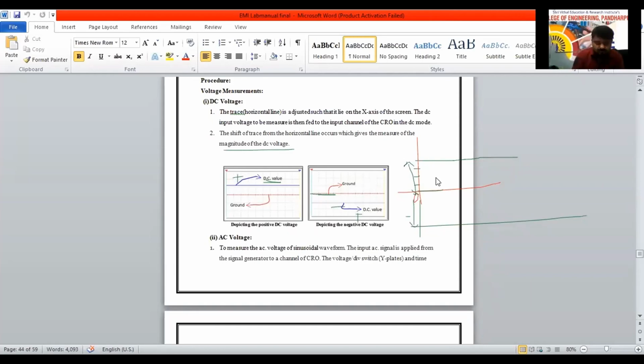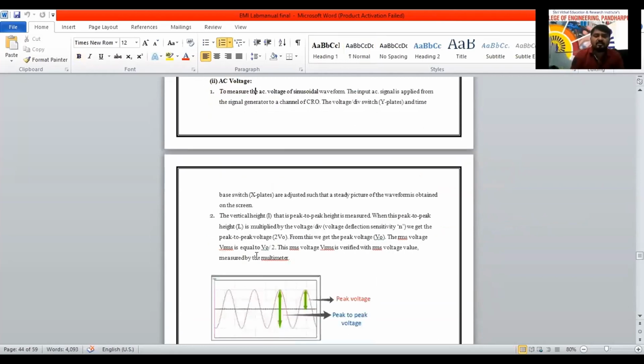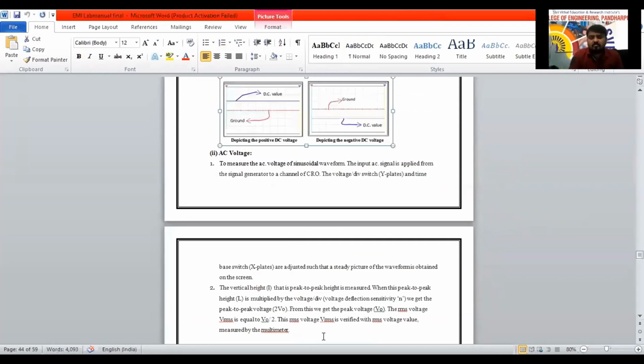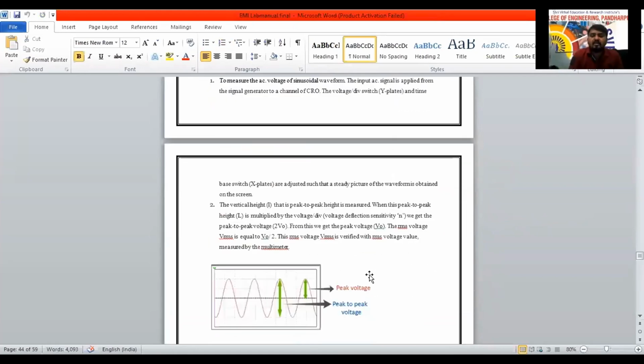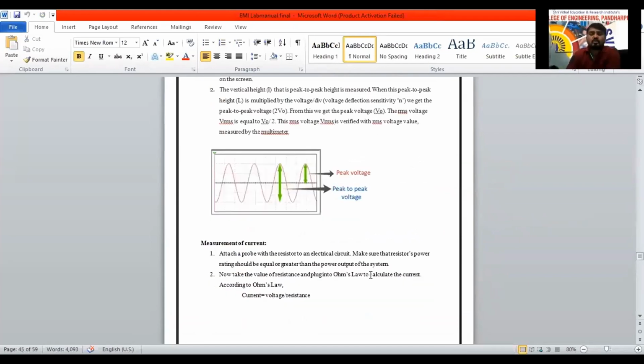Next, the AC voltage. Can anyone tell me the long form of AC? Alternating current. Alternating current consists of both positive and negative half cycles. For DC there is not much to learn, but for AC, this alternating nature is the very important thing. This is the positive half cycle, this is the negative half cycle, positive, negative, positive, negative. We call it an alternating quantity.